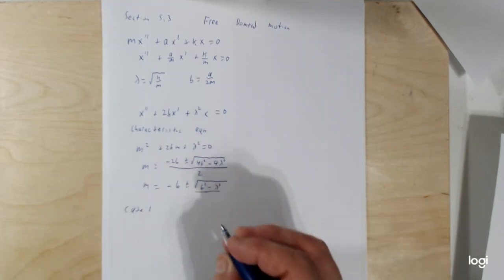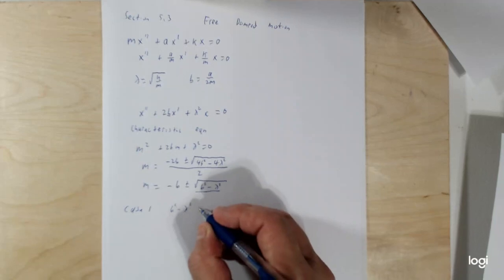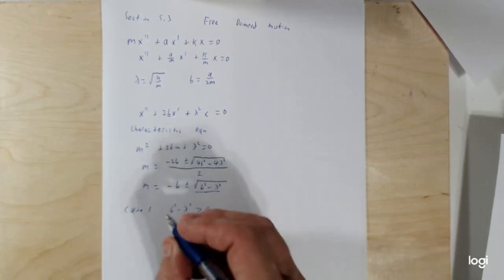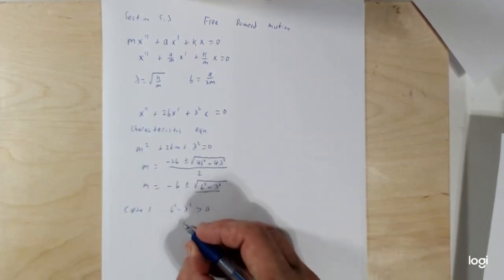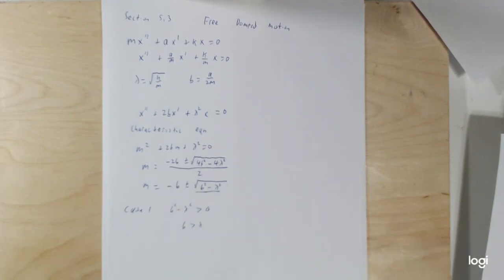So case 1, that means b squared minus lambda squared is greater than 0. Now, again, since b and lambda are positive numbers, that means b is greater than lambda. Now again, b represents friction. Lambda has to do with the stiffness of the spring. So in this case, we have a lot of friction compared to the spring's restoring force. So this is a high friction situation, and so this is called over-damped.